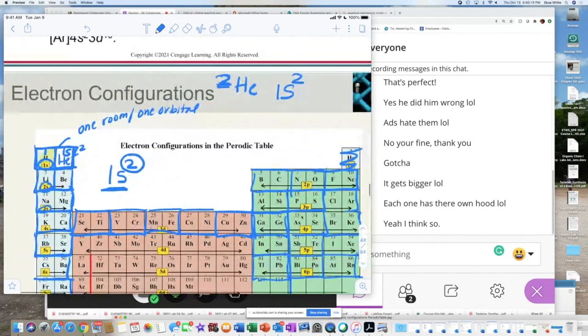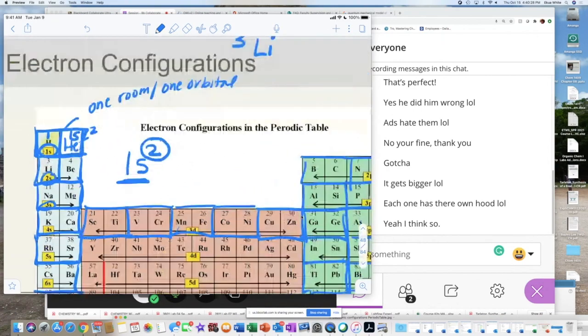Let's go ahead and move on. Let's spread this out a little bit. We're looking at lithium. Lithium has 3 electrons. Lithium is right here.